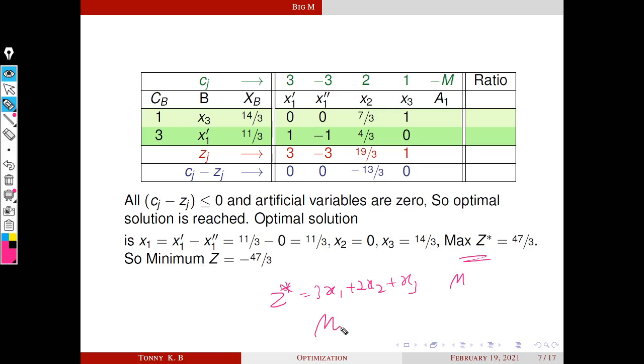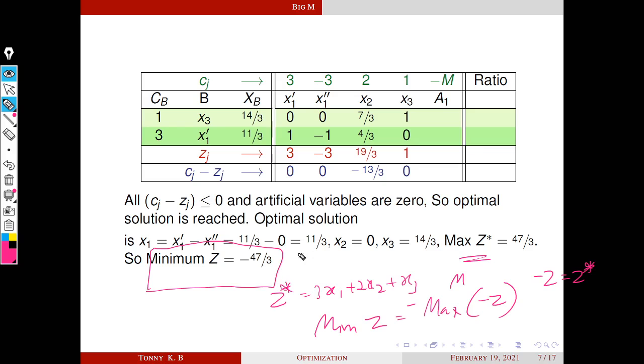Okay, we know that minimum of Z is equal to minus maximum of minus Z. Z star means minus Z. Okay, so that is a relation. Minimum of Z is equal to minus maximum of minus Z. Minus Z is nothing, it is our Z star. Okay, so that's why we put a minus sign. So minimum of Z is equal to minus 47 by 3.